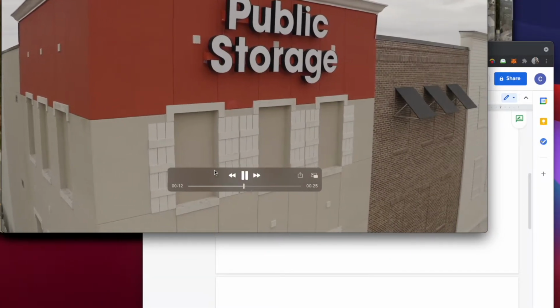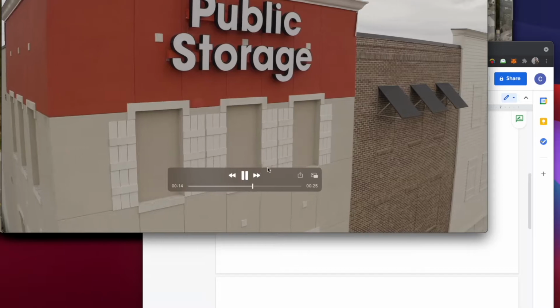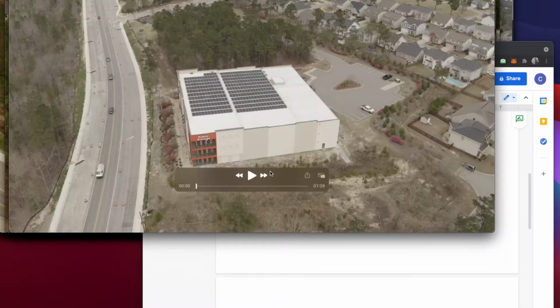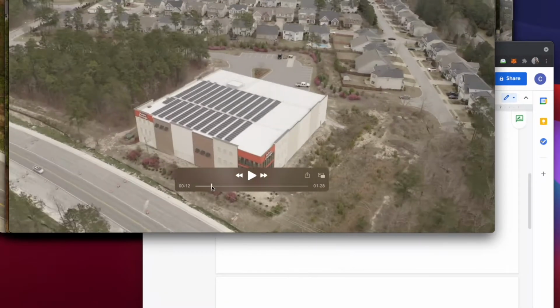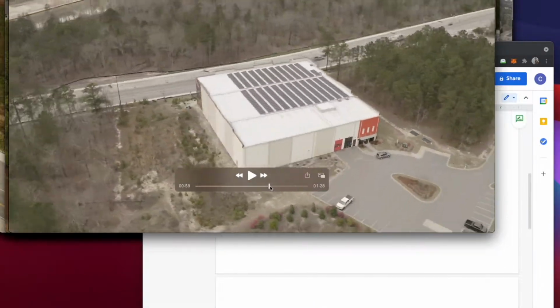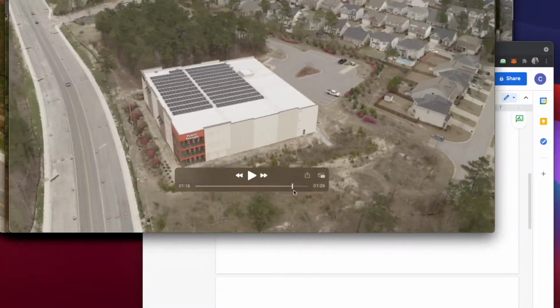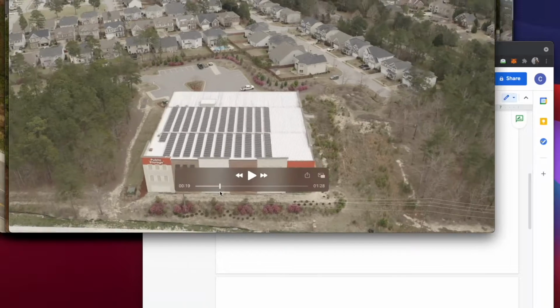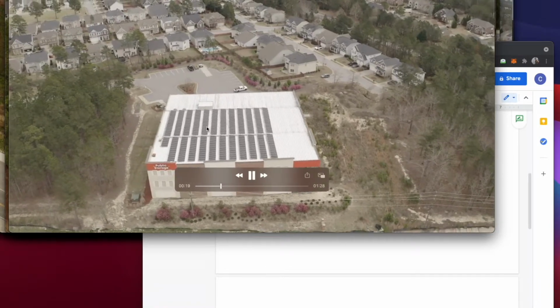Again, it's still pretty slow. This footage is a little jerky, but at least it drives home the point. This is a nice orbital of the building. It's a very nice one. Again, at least keeping it smooth.